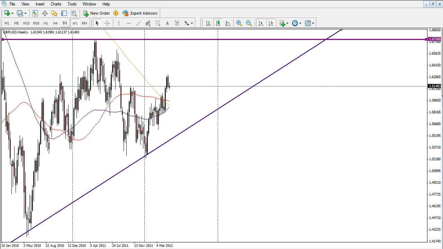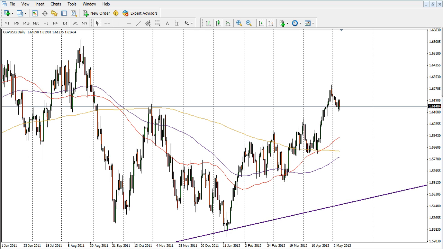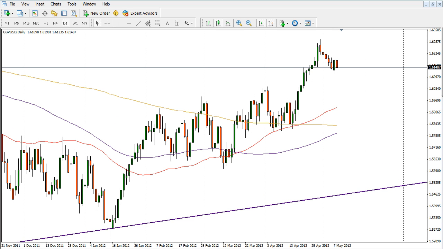But the daily chart is much more interesting, and here is why. You can see on this daily chart we have a nice trend line support which has been holding very well. You can either move it in or you can use it there.